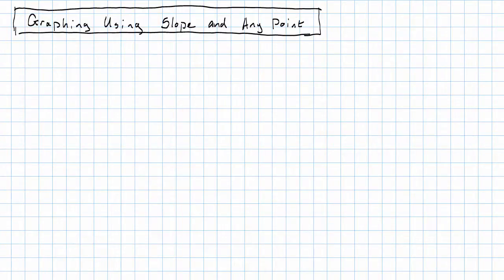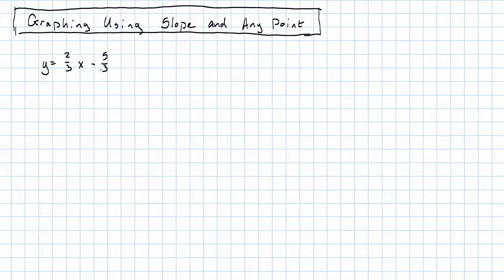When we want to graph using the slope, we don't need to start from the y-intercept. We can start from any point we want to. In the last video, we were trying to graph the equation y equals 2/3 x minus 5/3.